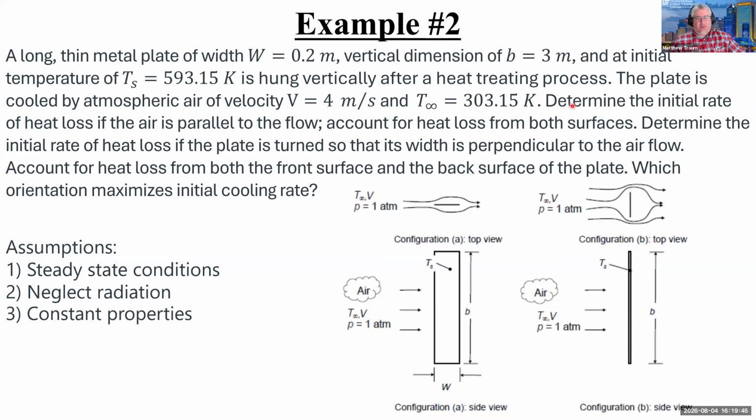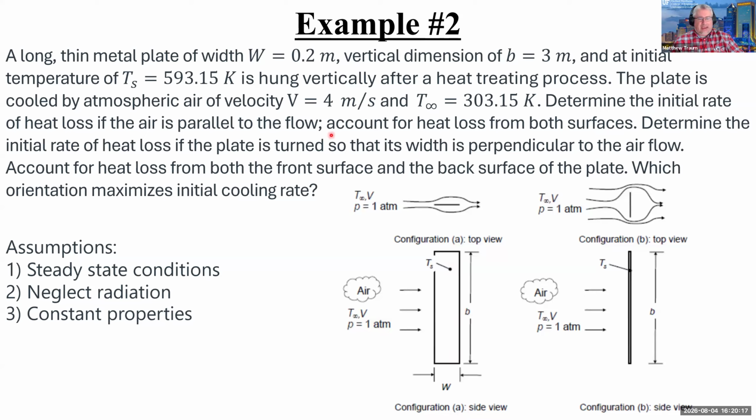All right. So we're asked to determine the initial rate of heat loss if the air is parallel to the flow. Huh. I think what is meant here is the plate is parallel to the flow. I think that's the wording that came right from the book, and it's a little confusing, so I'll fix that. Basically this configuration, right? The plate is parallel to the flow.